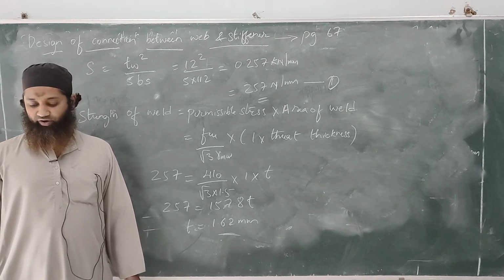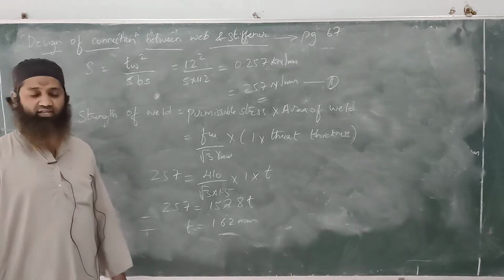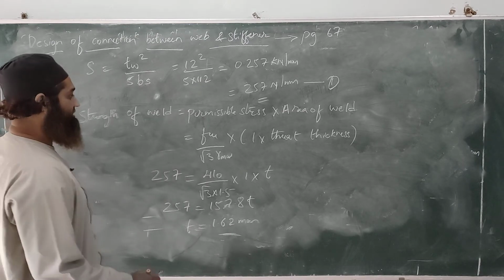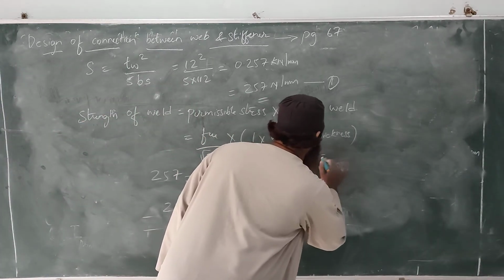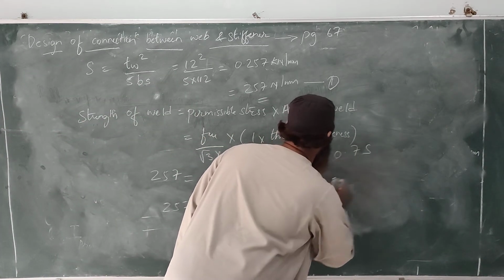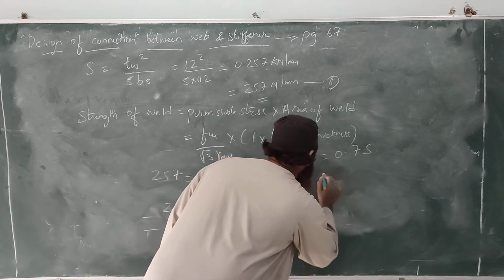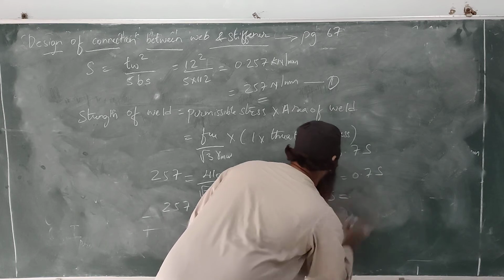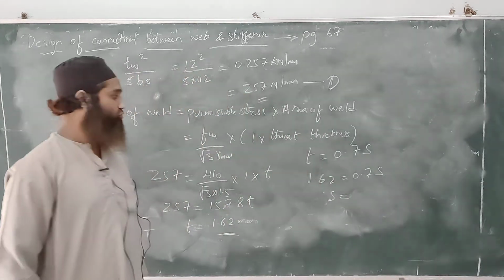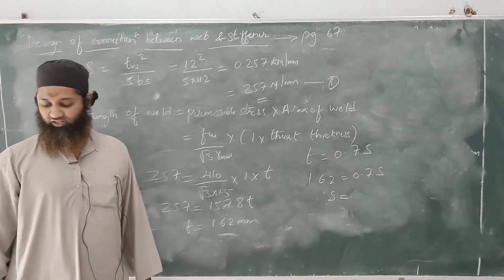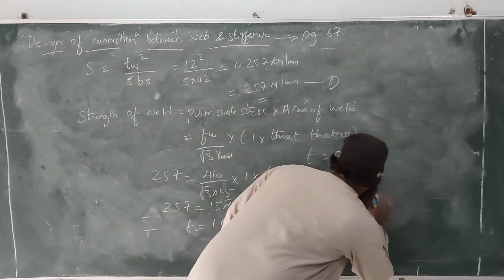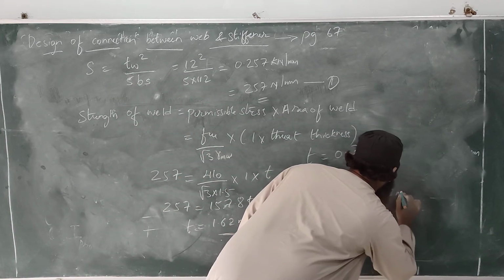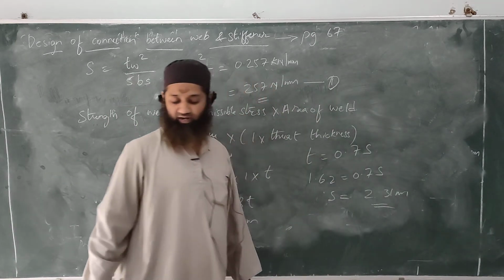Now I need to find out the size of the weld. T is equal to 0.7 S. T is 1.62, equal to 0.7 S. S is the size of the weld, that is 1.62 by 0.7. I've got it as 2.31 mm. So this is the size of the weld.